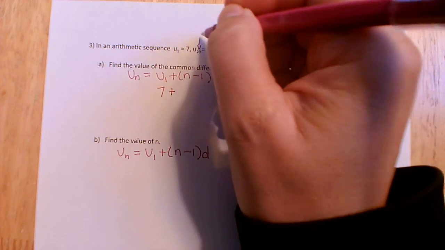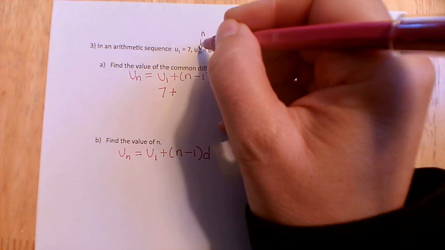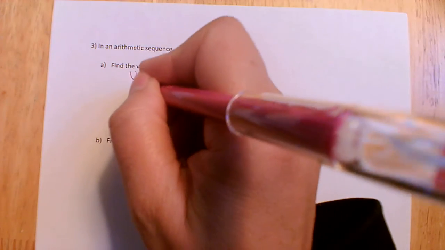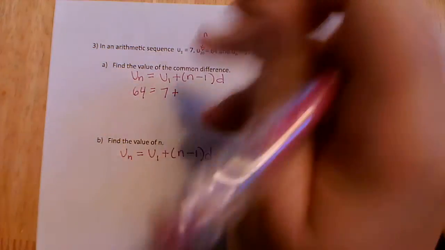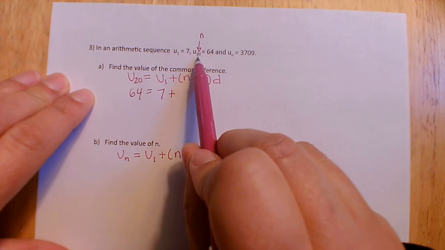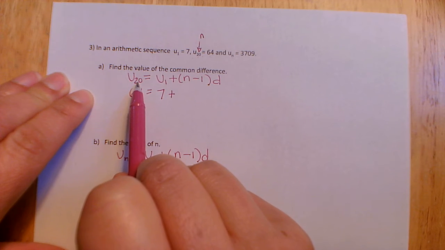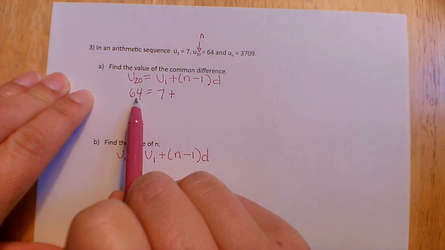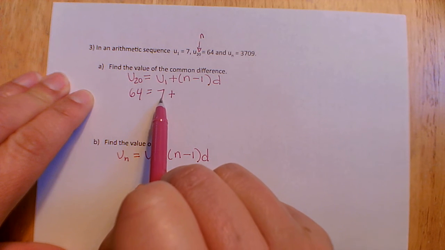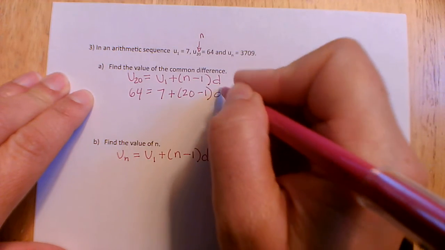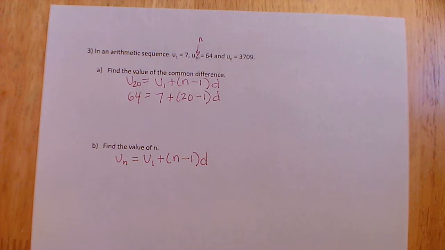This is going to be useful because we have an n and we have a u sub n, which is 64. So this side is 64. This is really u sub 20. They told us that. They said u sub 20 is 64, so where you see a u sub 20, you can interchange it with the number 64. Our u sub 1, they told us, was 7. Our n is 20, minus 1, and we don't have our common difference. So now it becomes a solve problem, solve for d.